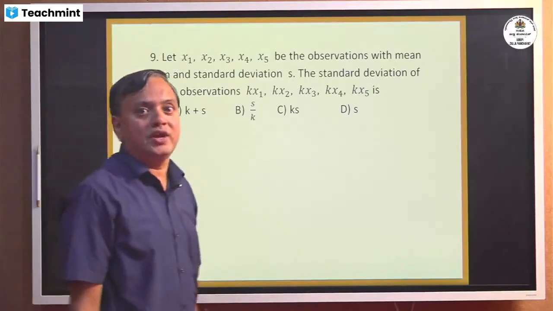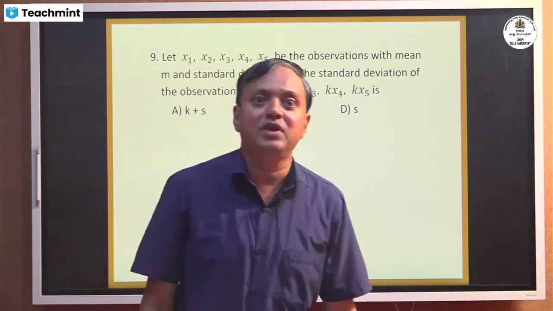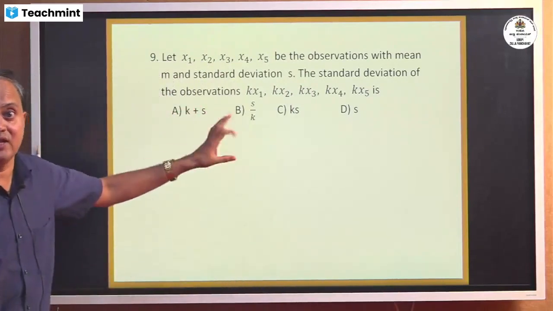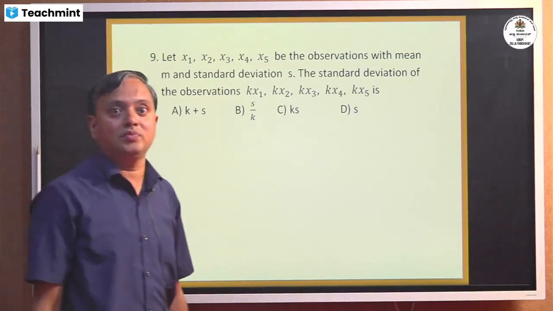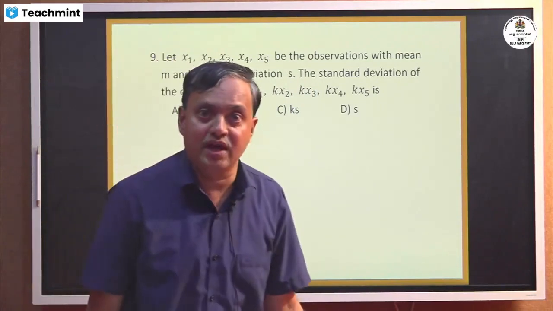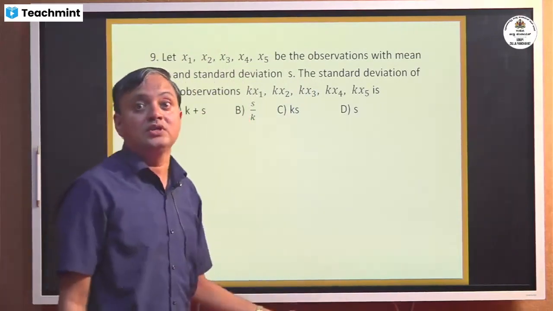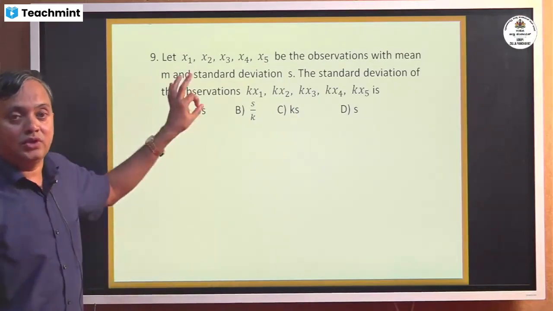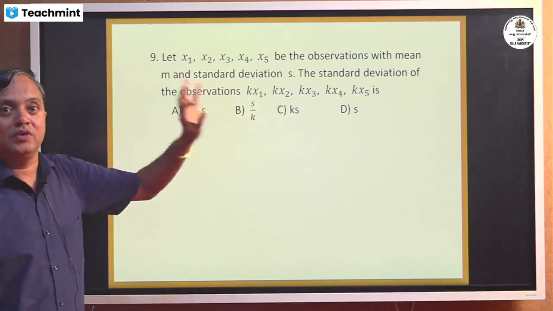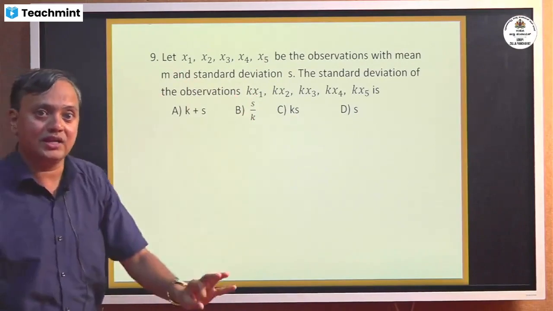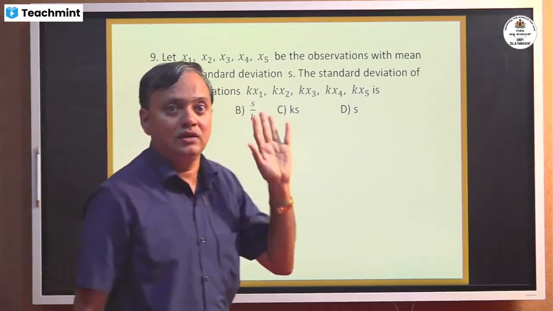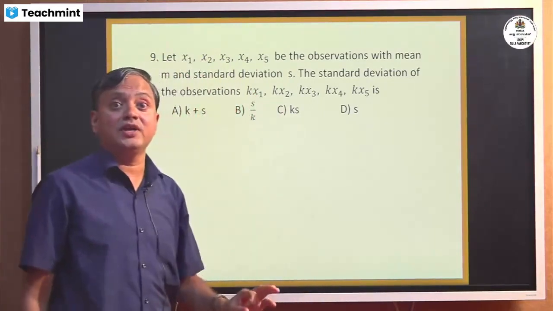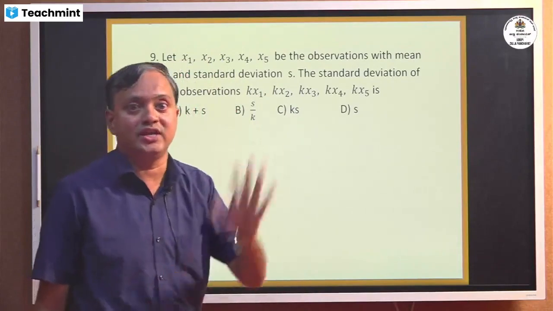Let x1, x2, etc., xn be the observations with mean m and standard deviation. Here the notation is taken instead of sigma. Then the standard deviation of the observations kx1, kx2, kx3, kx4, kx5. I already said the theory: in any observation, if you add or subtract a constant in a given data, standard deviation and variance does not change.